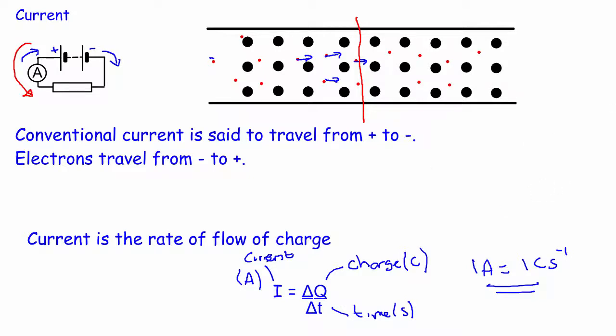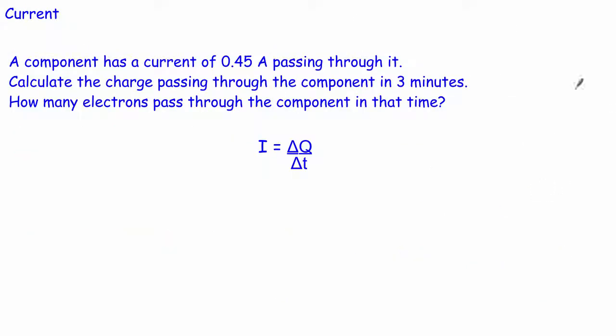So let's do a little problem involving this equation. We've got a component, like our resistor, and it's got a current of 0.45 amps passing through it. I would like to know the charge that passes through it in 3 minutes, and then once I've done that, how many electrons pass through it.